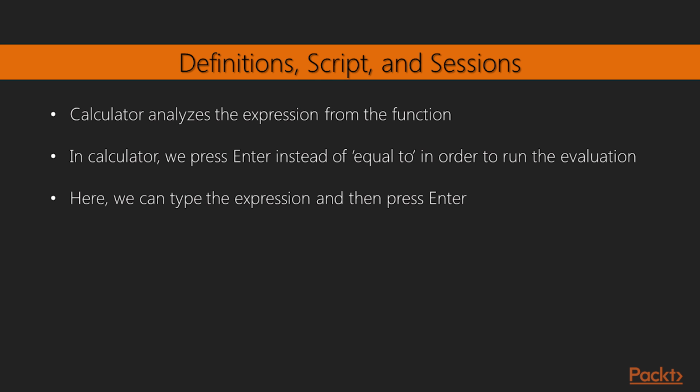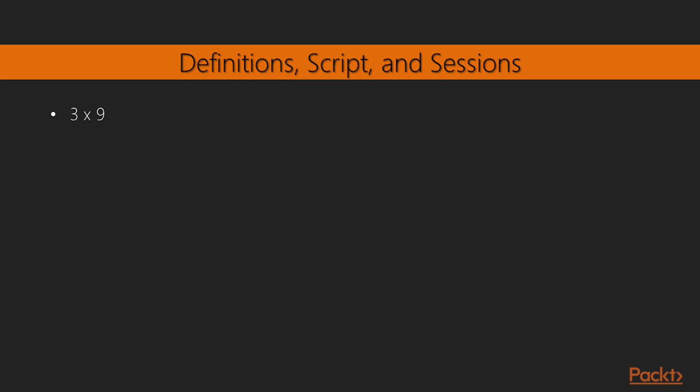Let's understand definitions, scripts, and sessions. We know a calculator analyzes the expression from the functions. Let's imagine we have a calculator that has a console panel like a computer does. The difference between that and a conventional calculator is that we have to press enter instead of equal to in order to run the evaluation process of the expression. Here, we can type the expression and then press enter. Now, we type this expression. Immediately after pressing enter, the computer will print 27 in the console. And that's what we are expecting. The computer has done a great job of evaluating the expression we gave.